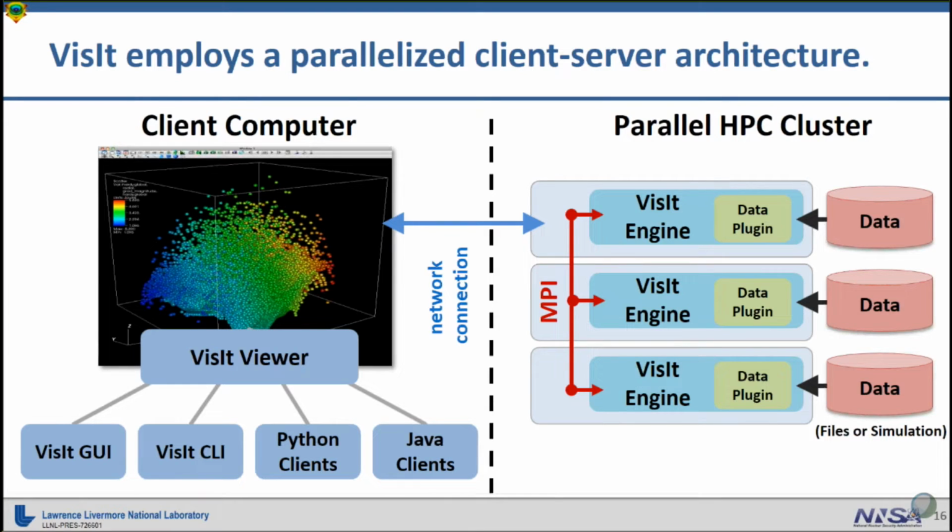The parallel version is basically scalable across the entire pipeline, so it reads data from a parallel file system in parallel. It does all of its data processing in parallel. If you're going to generate some type of image, it'll do the rendering in parallel, and then there's a composite phase to bring it into a single image, and then ship that across the network to your client.